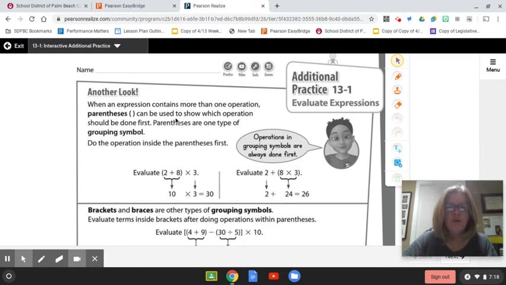So of course, when there's more than one operation, you do what's in parentheses first. Okay, that's what those are. Parentheses, that's just one way to group something. There's parentheses, there's brackets, there's braces. Okay, so let's take this real easy one right here.